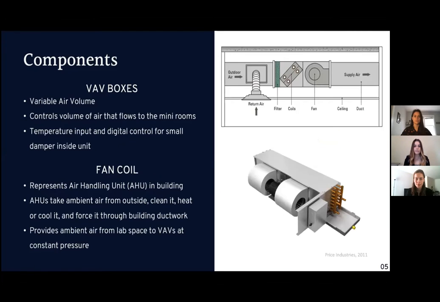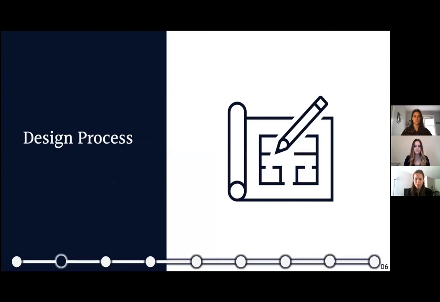The second component is the fan coil. For our application, the fan coil is used to represent an air handling unit that you would normally find in a commercial building. Air handling units work by taking ambient air from the outside, cleaning the air by passing it through a filter, heating or cooling the air, and then forcing it back through the building ductwork. The fan coil will provide ambient air from the lab space to the variable air volume units at a constant pressure.